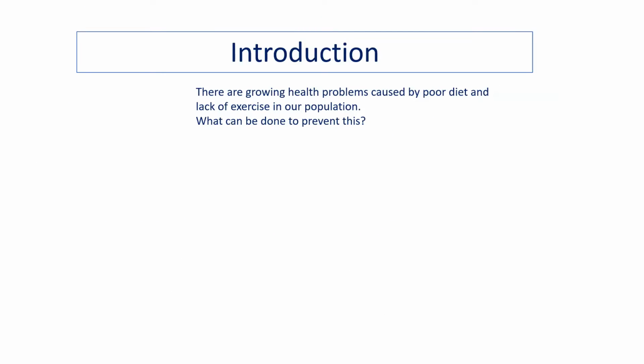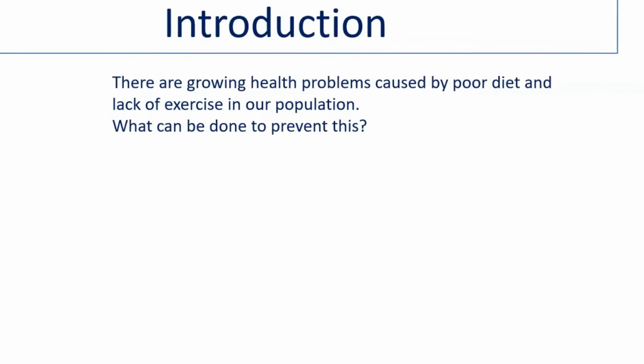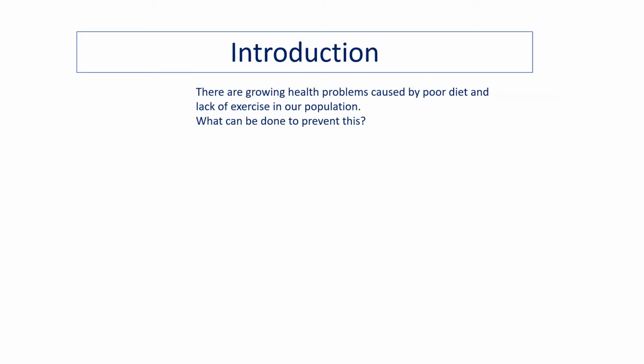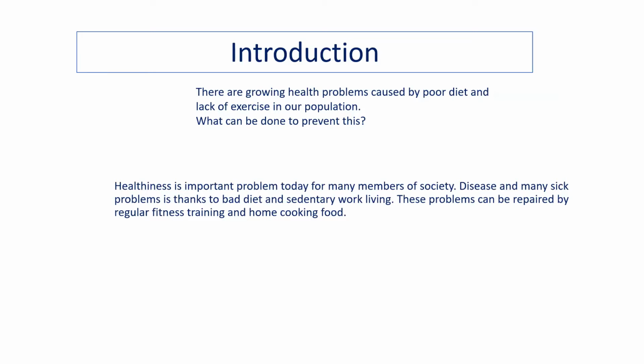So here is our essay title. There are growing health problems caused by poor diet and lack of exercise in our population. What can be done to prevent this? This is a direct question essay. There's just a statement and a question. And so you need to, of course, answer the question based on the statement.